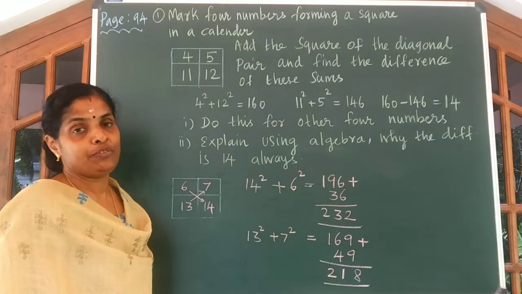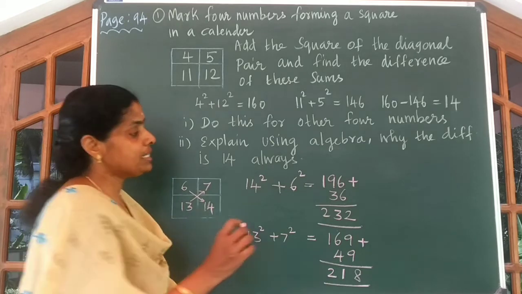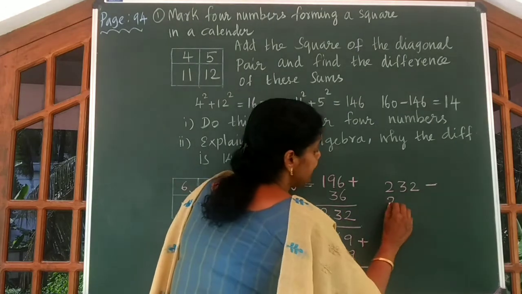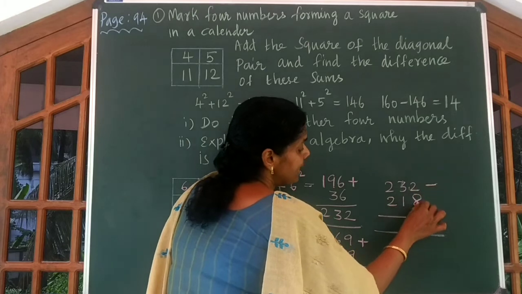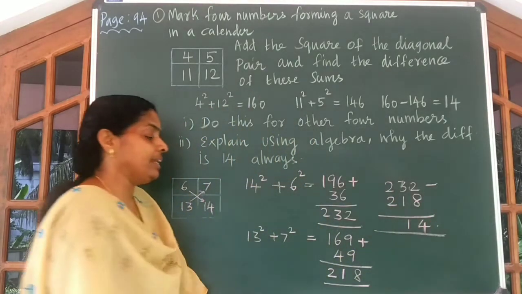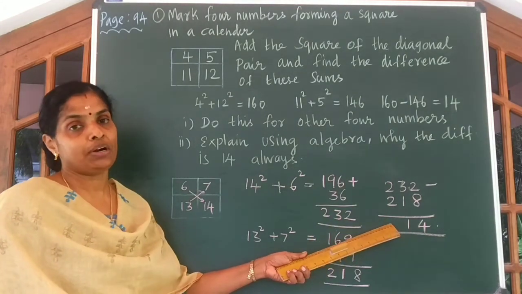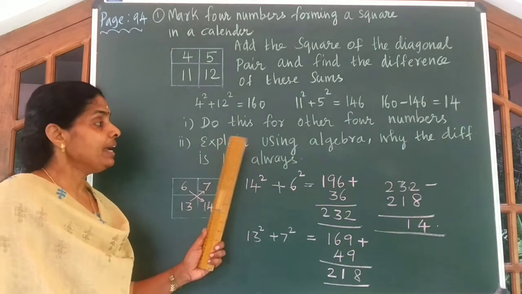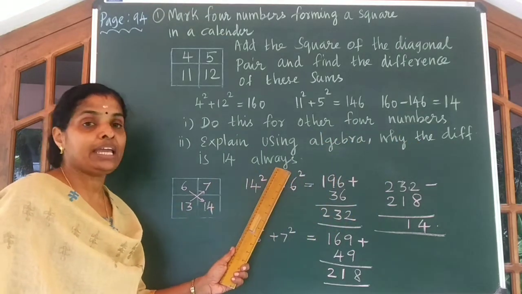Now what you have to find? The difference between these two numbers. The difference between 232 and 218. If you subtract, 12 minus 8 gives you 4, 2 minus 1 gives you 14. So you will understand the difference between the diagonal products will be always 14. The next part of the question, explain using algebra why this difference is 14 always.